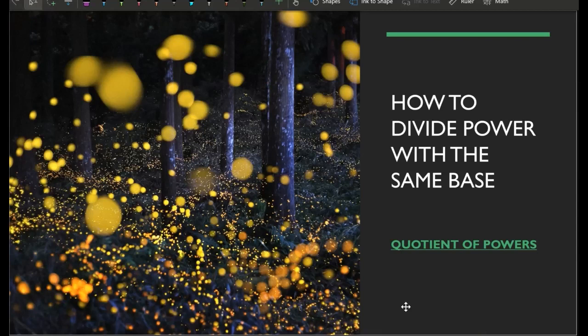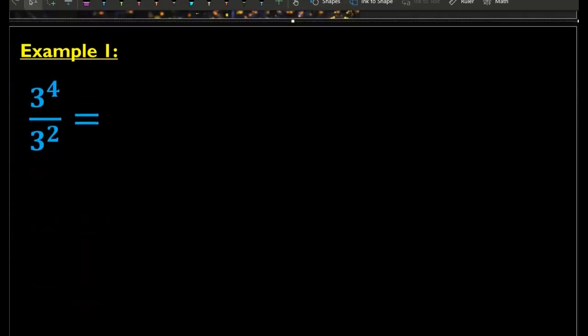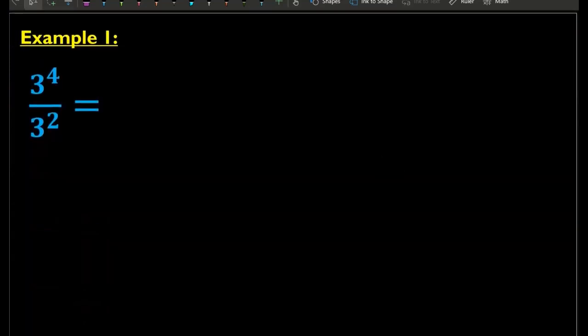In the second video, we're going to learn how to divide powers with the same base. Alright, let's go to the first example, example 1. As usual, we're going to go through the long way and then see what we can come up with for a shorter way or a better solution.